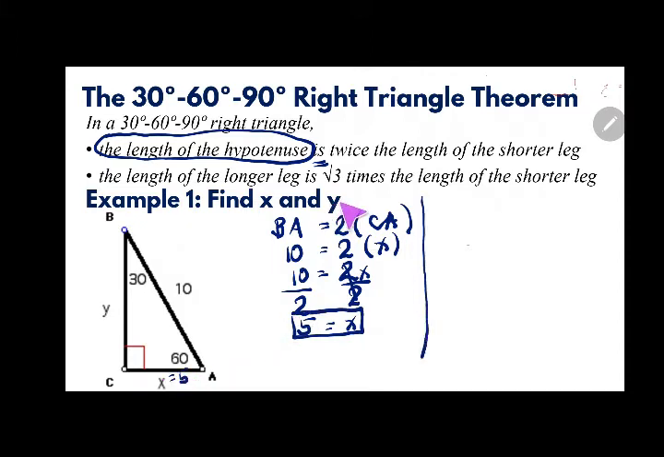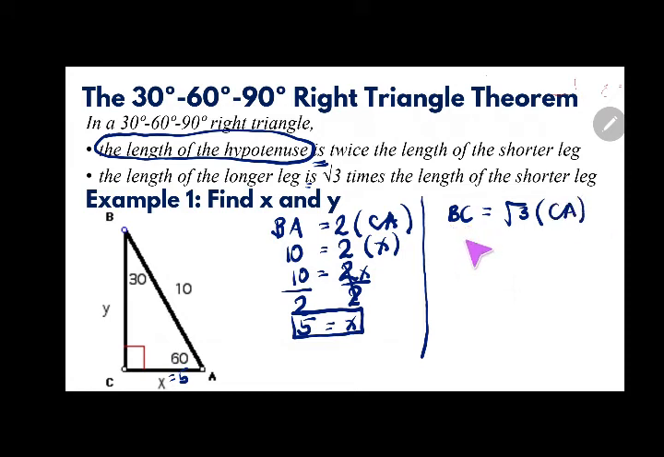Next, kunin naman natin ang value ng y. So, para makuha naman ng y, dahil ang y ay longer leg, gagamitin natin ang second part ng theorem. The length of the longer leg. So, ang longer leg ay BC is equal. So, yung word na is equal yon. Square root of 3 times the length of the shorter leg. So, ang shorter leg natin is CA.